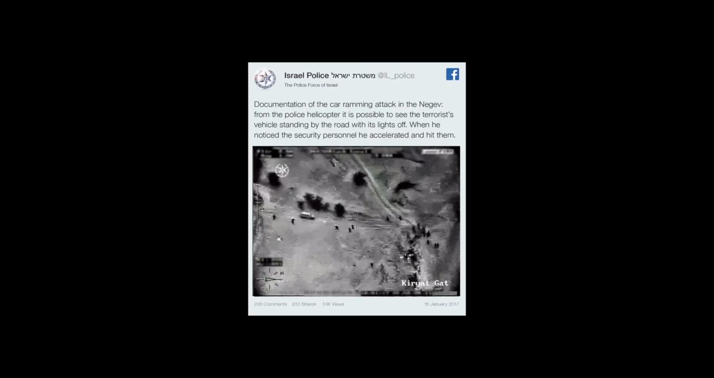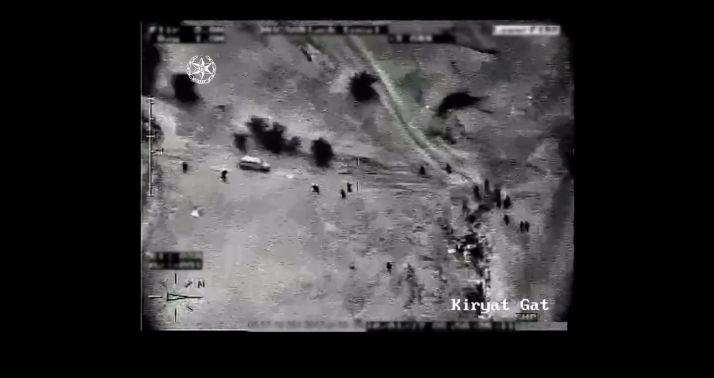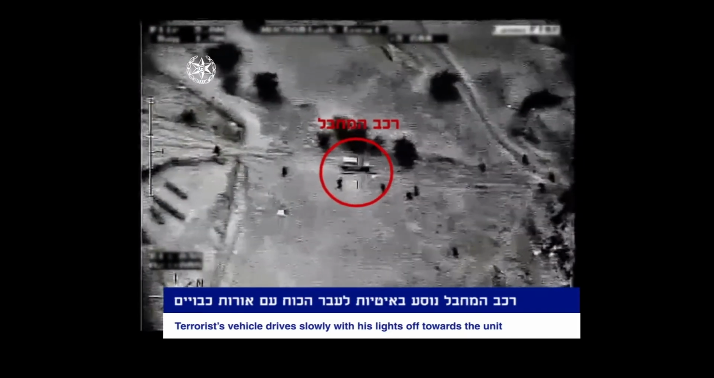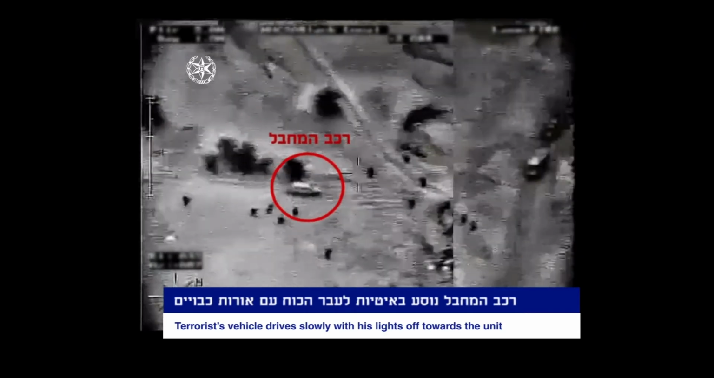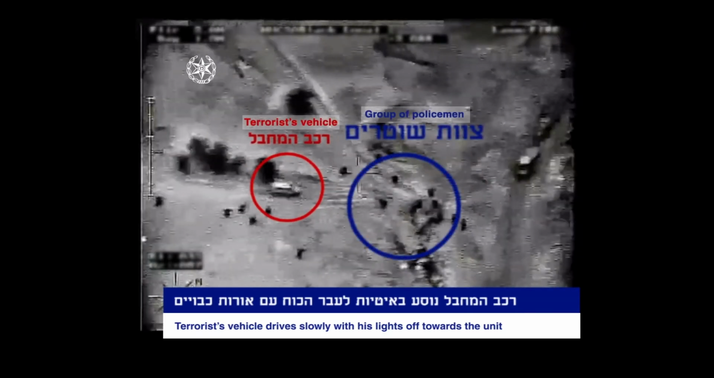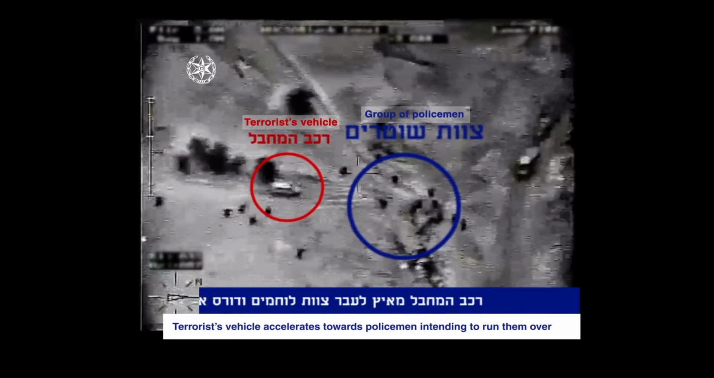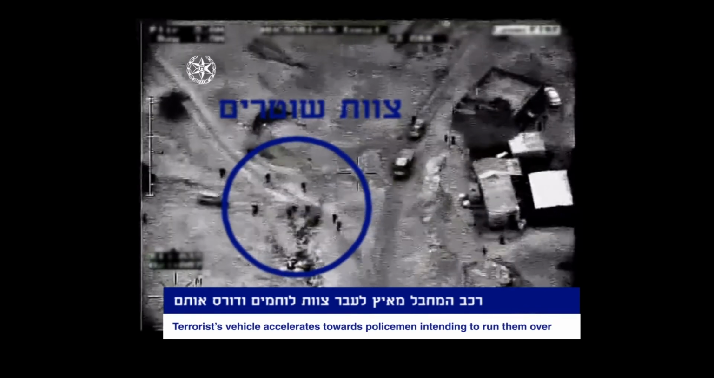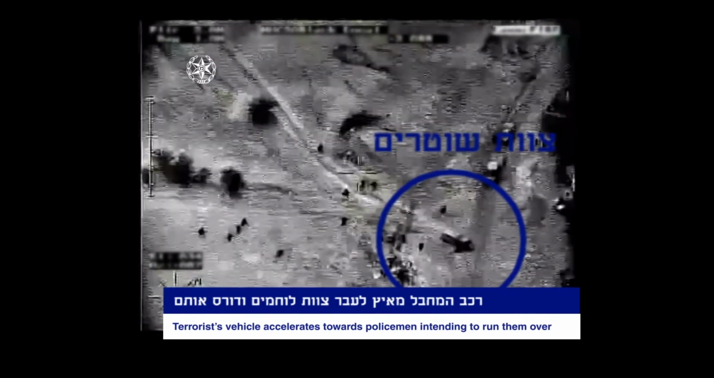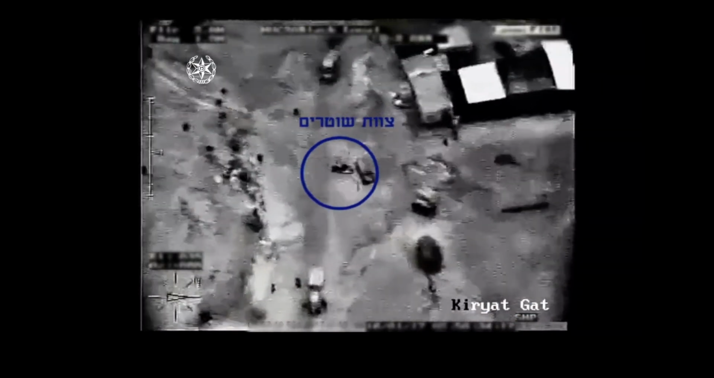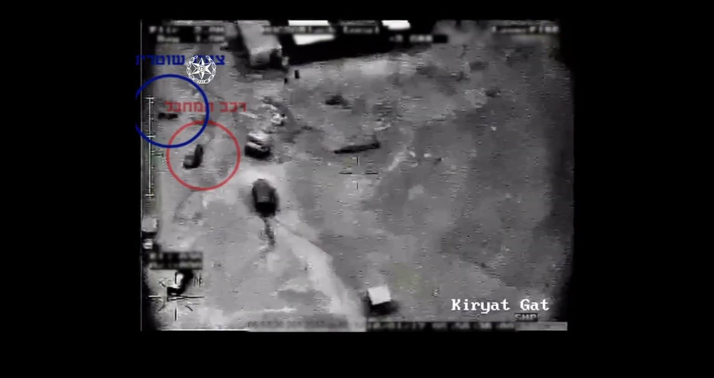So the following day, the Israeli government released this video, which they claimed showed the victim driving towards the police that you'll see over on the right-hand side with his headlights off. They said, look, his headlights are off. He drove at us as if to kill us. And look here, he accelerates towards a group of policemen. According to the Israeli state, this implied intention to kill.